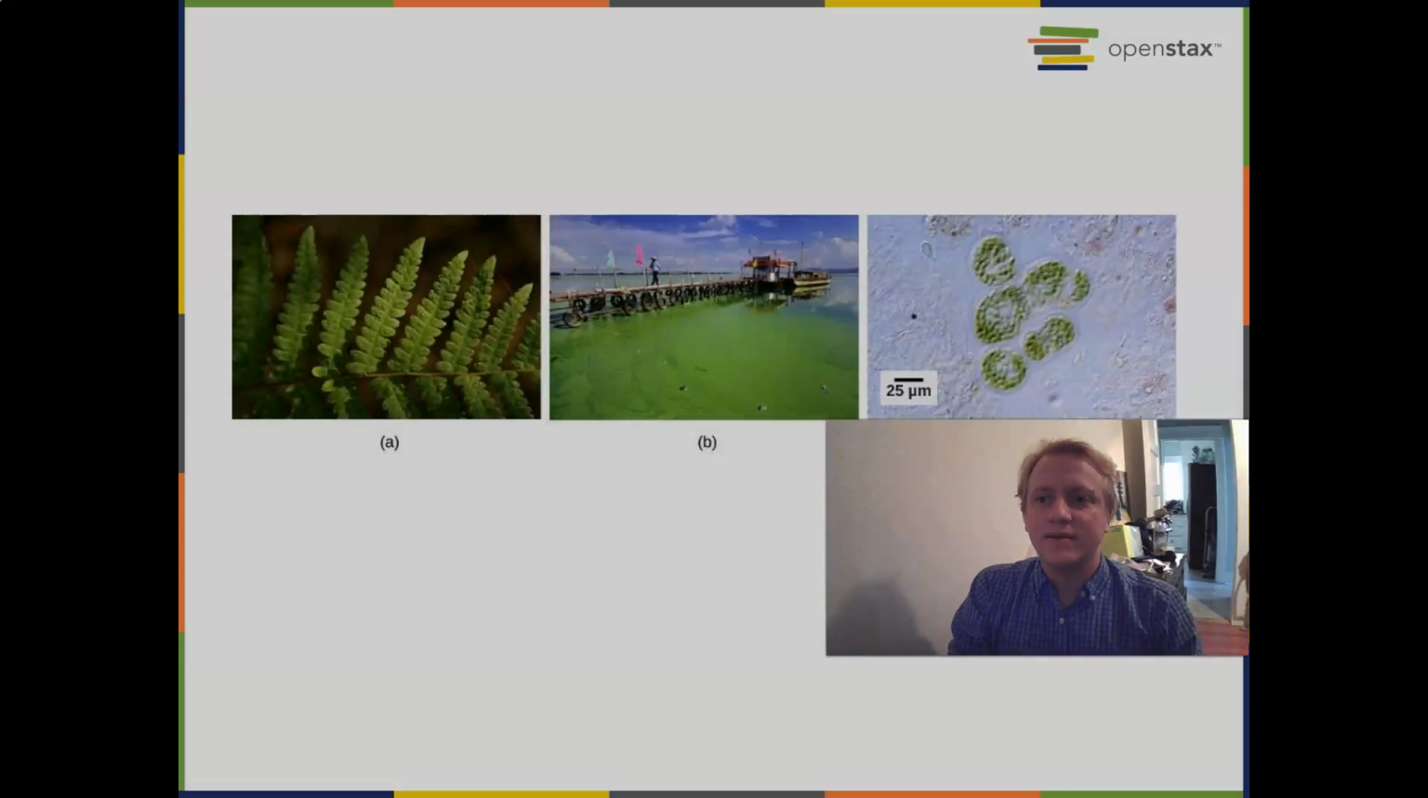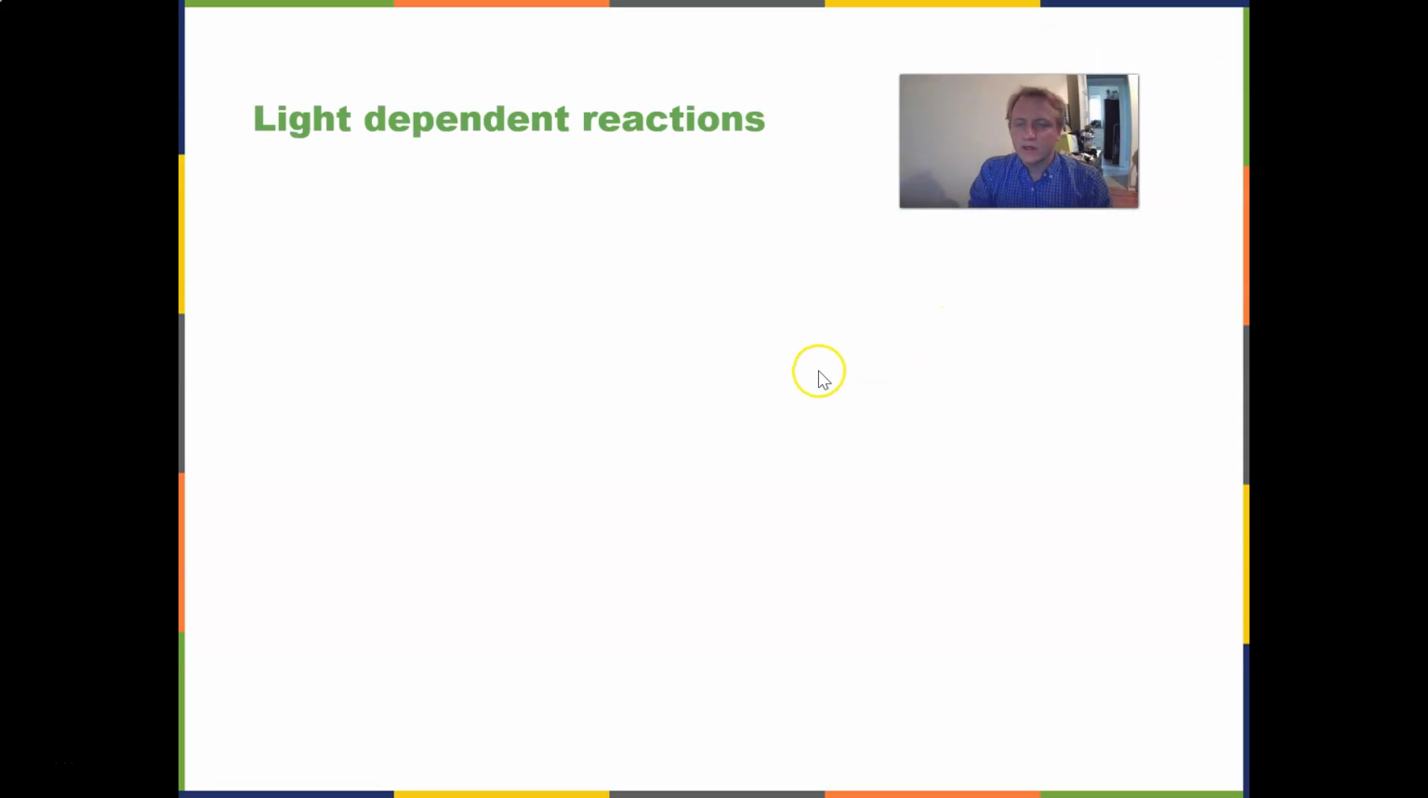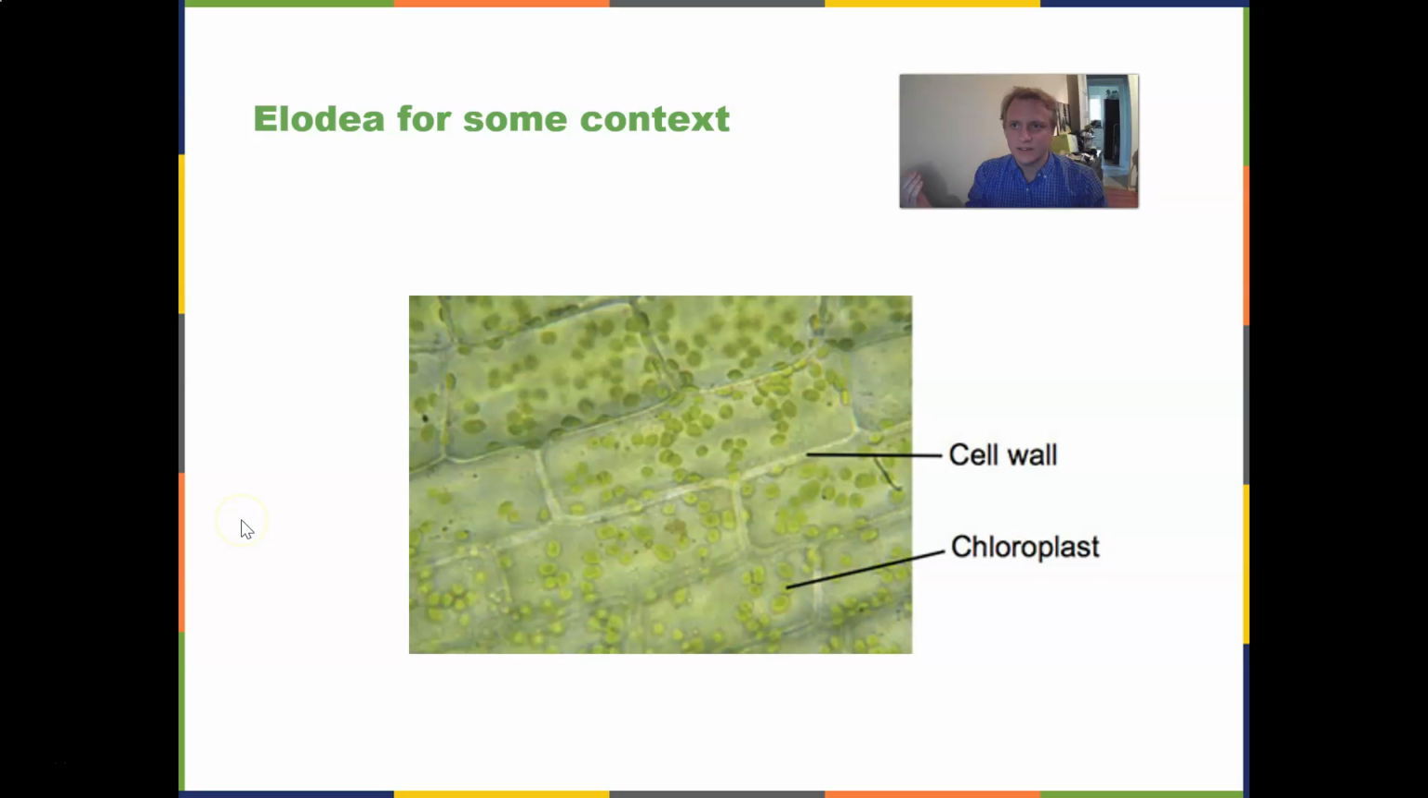All right, in this lecture, we're going to continue discussing one of the reasons why we are all here, and that is photosynthesis. So we're going to start in photosynthesis with a discussion, and what this lecture is going to be mostly about is the light-dependent reactions.